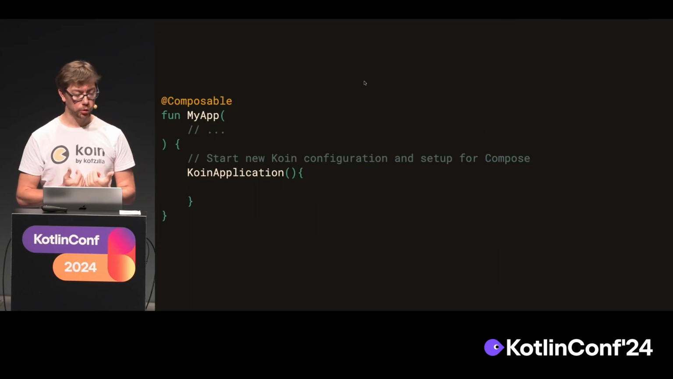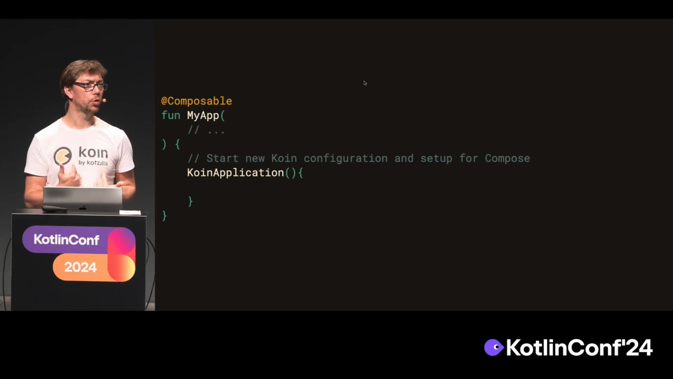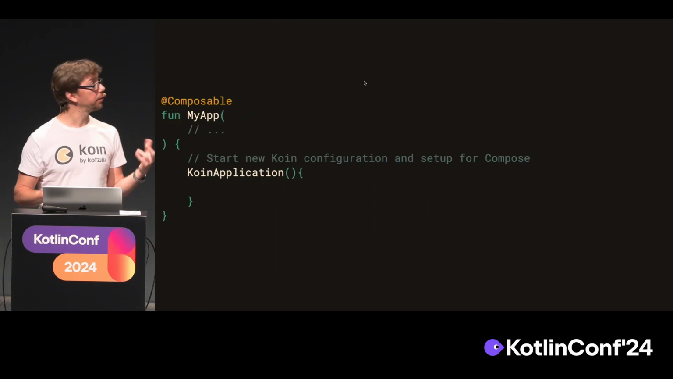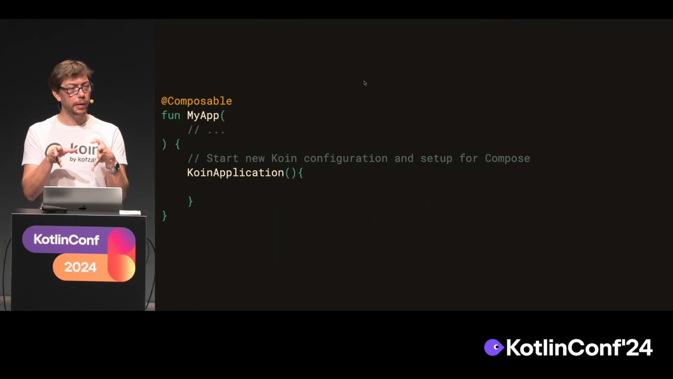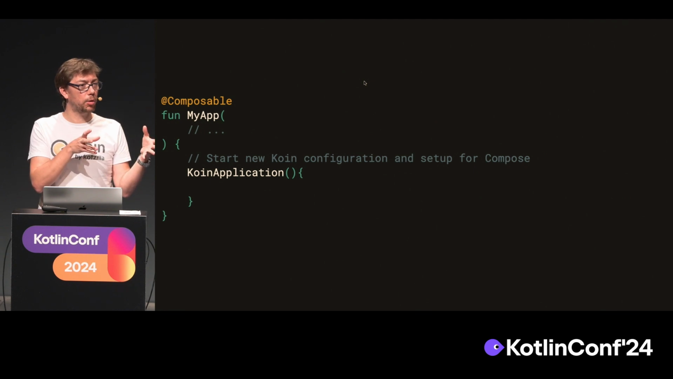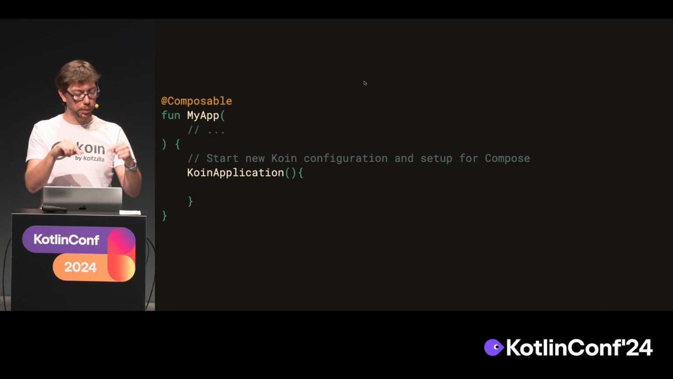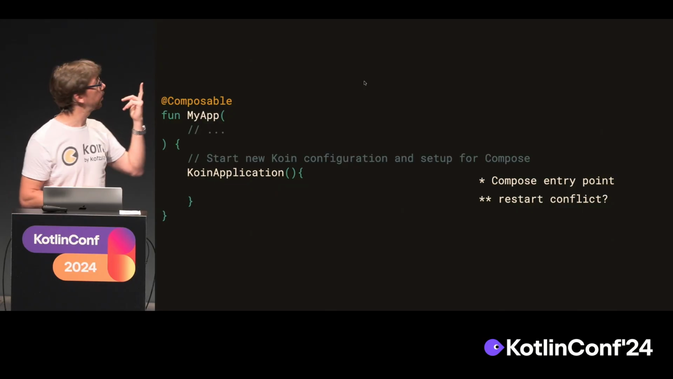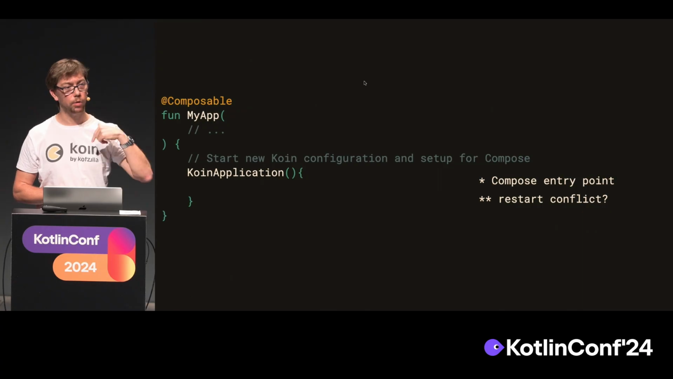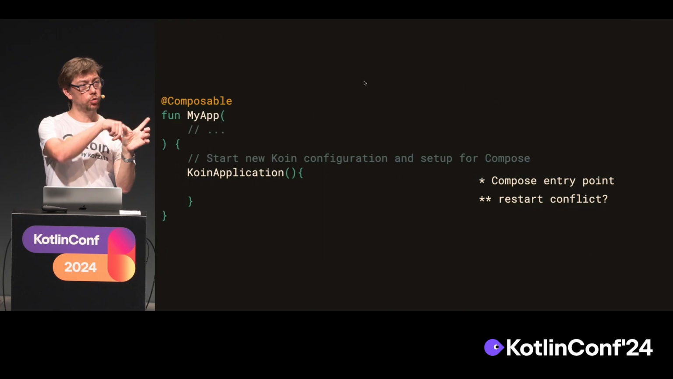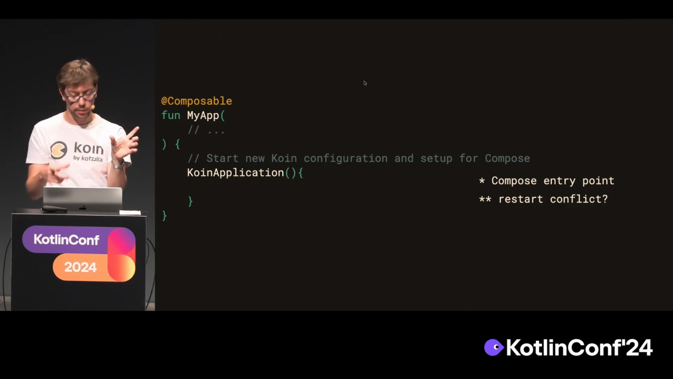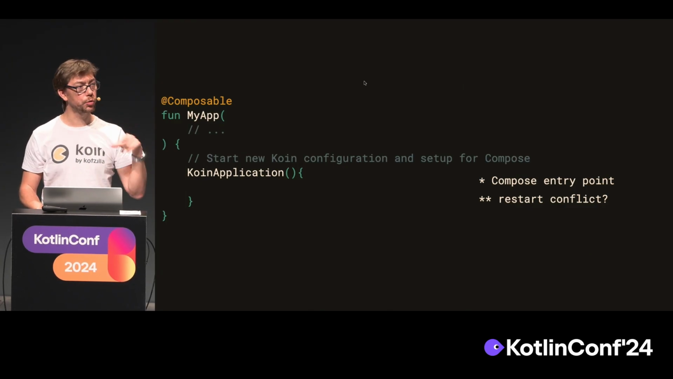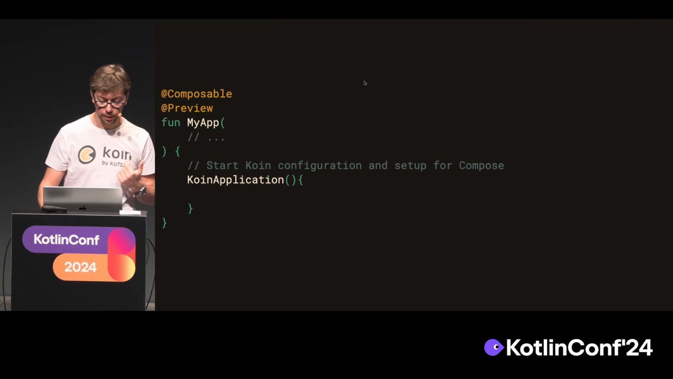And then you have KoinApplication. KoinApplication is starting a new context for you, which is great if you're running directly an application in Compose, like a desktop application or web application. Your main entry point can use KoinApplication. But the problem is that if you use it in Android, you may have some restart conflict problem, because if your activity is rotating, it will try to restart a new context that is already started. So don't use that in Android. If you want a starting point, use KoinContext or KoinAndroidContext.